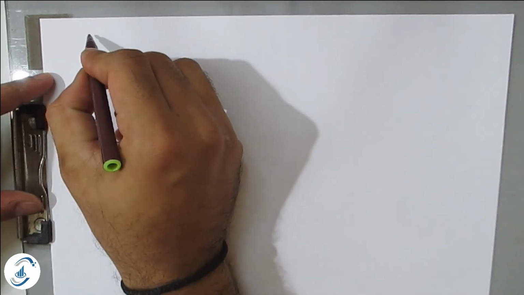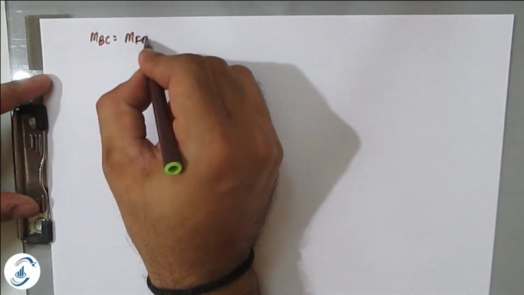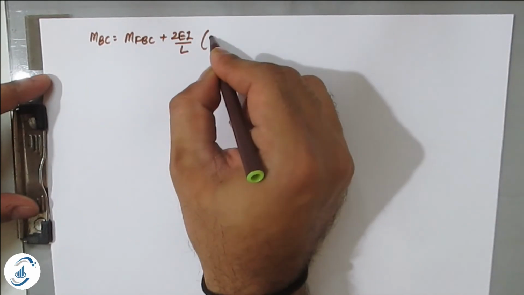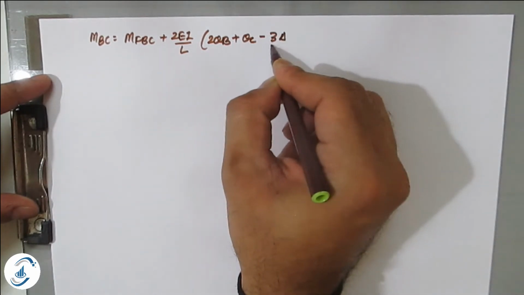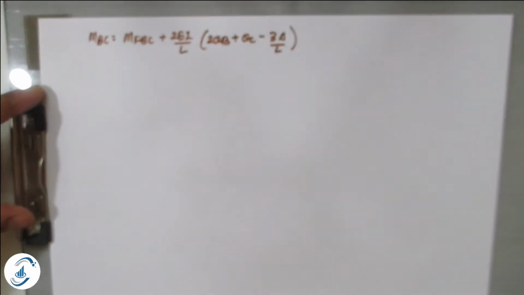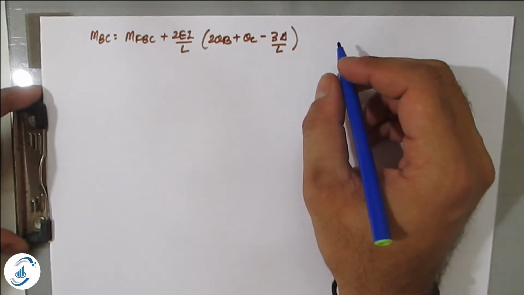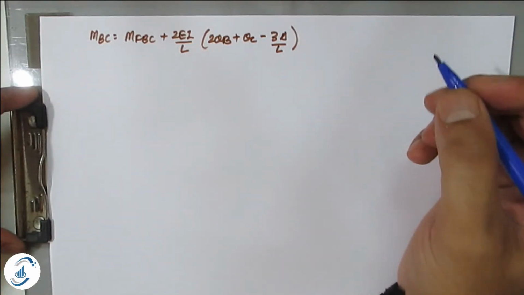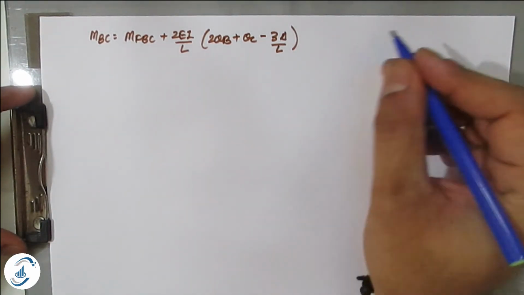Now you have to take the span BC. So MBC is equal to MFBC plus 2 EI by L, 2 theta B plus theta C minus 3 delta by L. Now we have to be careful again for the span BC because the sign convention changes here. The sign convention says delta is positive if the right hand side support is going down compared to the left hand side support. So in the previous case the delta was positive. Now we will see the next case.